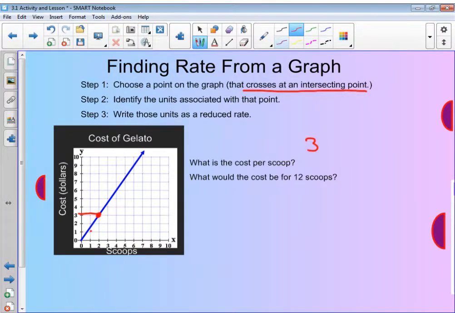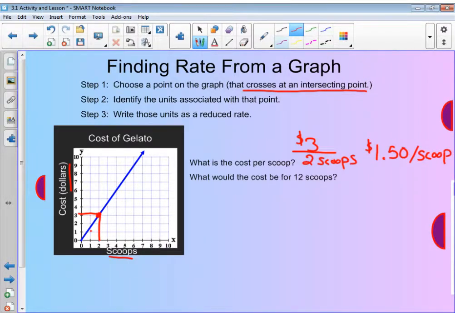And that was our dollars per, this is a 2, and that's our scoops. So now if I want to know cost per scoop, now I can divide it out. 3 divided by 2 would give me 1.5, which is $1.50 per scoop.